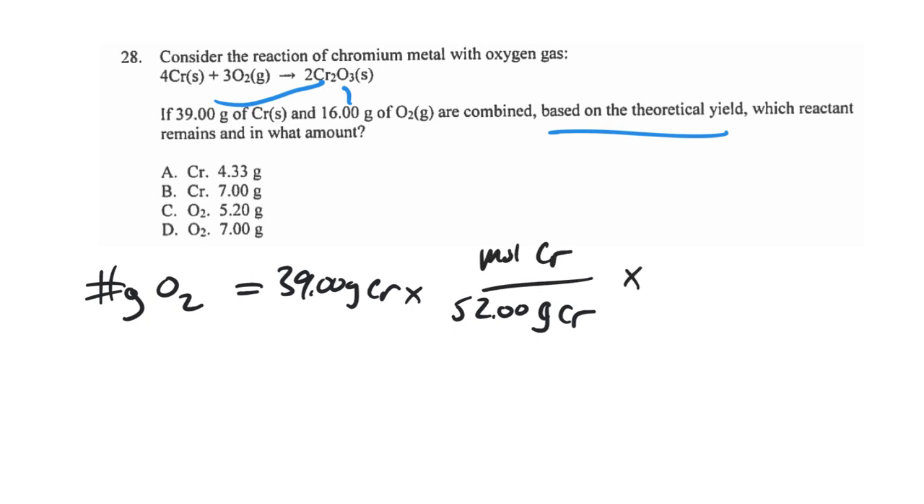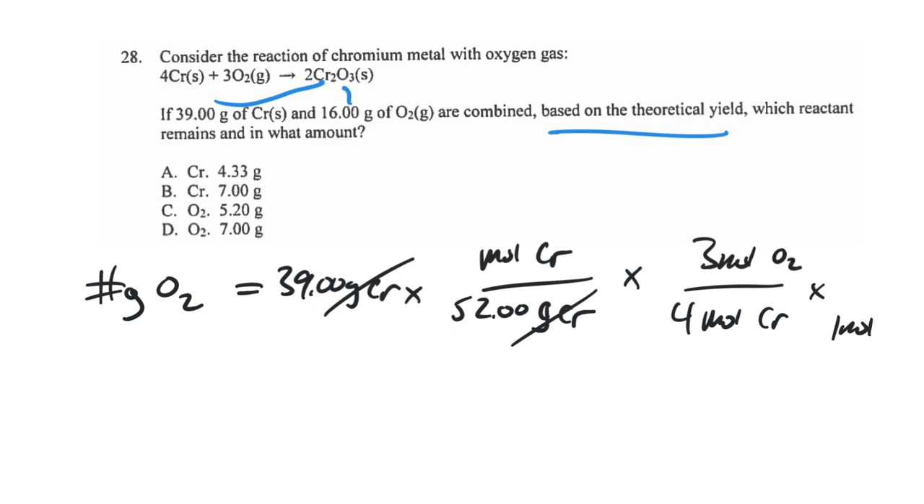52 grams per mole. And then for every 4 moles of chromium that reacts, I need 3 moles of O2 to react with it. 1 mole of O2 is 16 times 2, 16.00 times 2, that's 32 grams. Okay, so I did not get lucky and pick the right limiting reactant to start with. I get 18.00 grams of oxygen's needed.